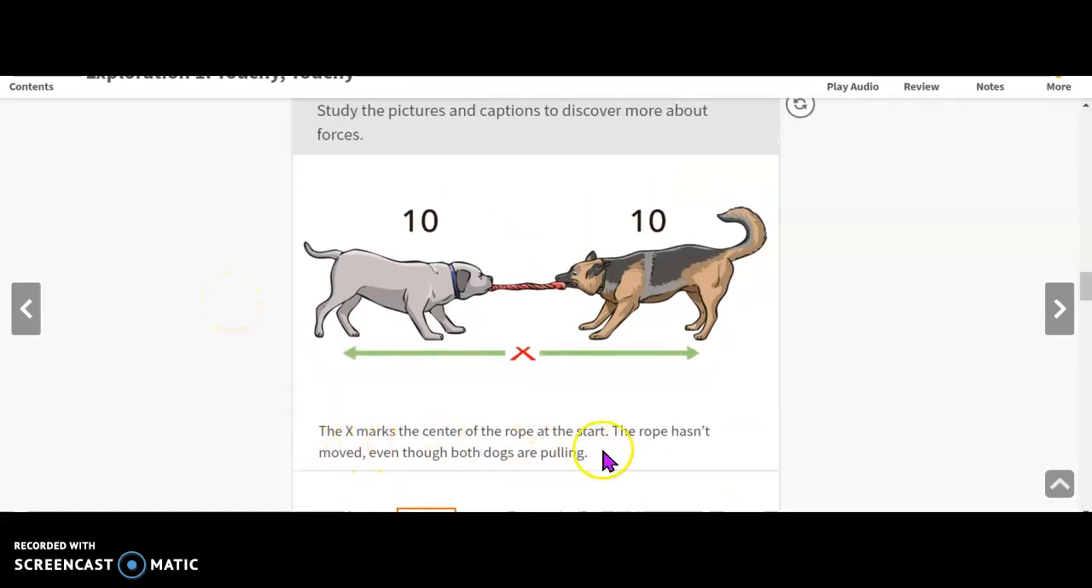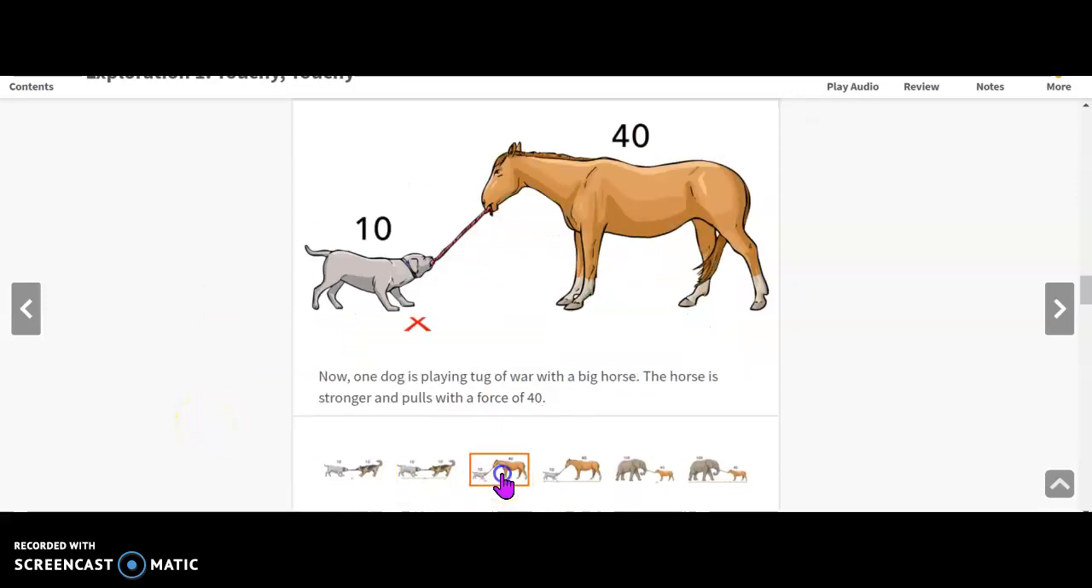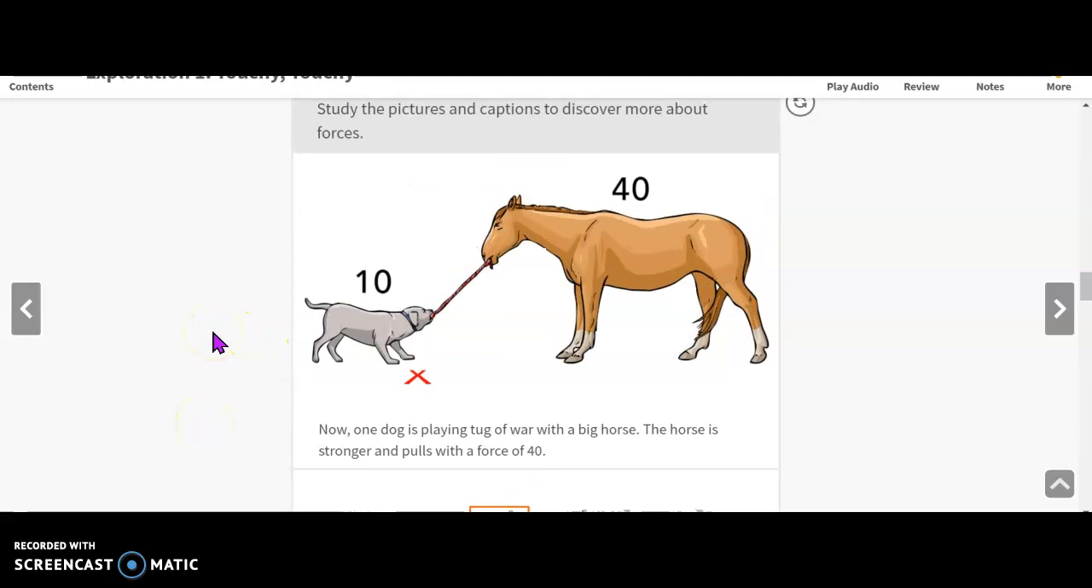Notice the X marks the center of the rope at the start. The rope hasn't moved even though both dogs are pulling. Now let's check out this one. Now one dog is playing tug of war with a big horse. The horse is stronger and pulls with a force of 40. So notice the dog is pulling with a 10 still. The horse is pulling with a 40.